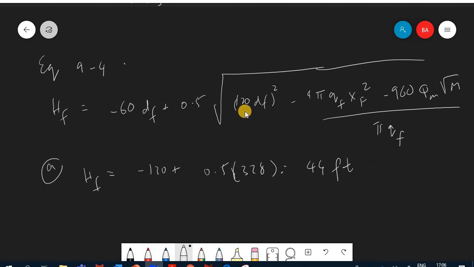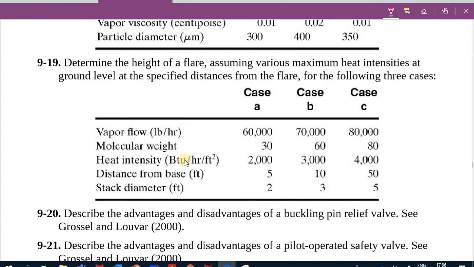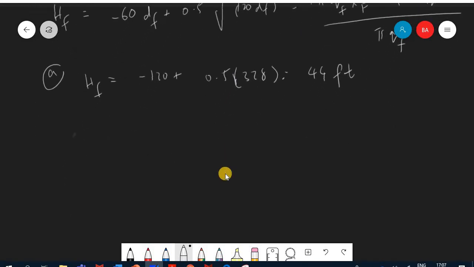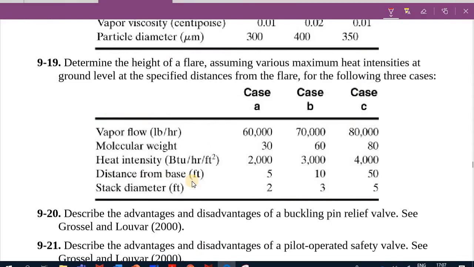Just make sure that your units are always right, because the units are the key where someone could make mistakes here and there. So here we have BTU per hour feet squared, and here we have pound per hour feet. I think things look great, and everything seems really fine to just substitute. So that was the problem that we solved for 9.19.